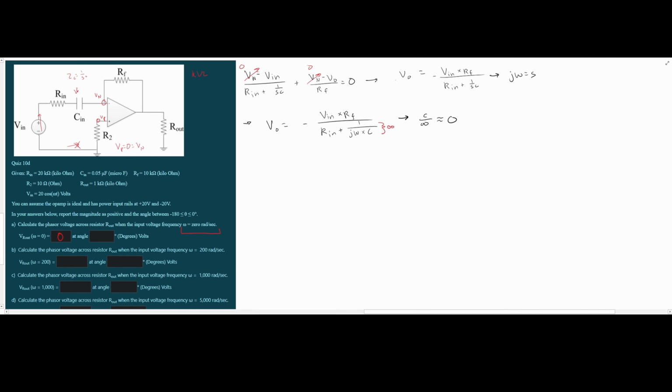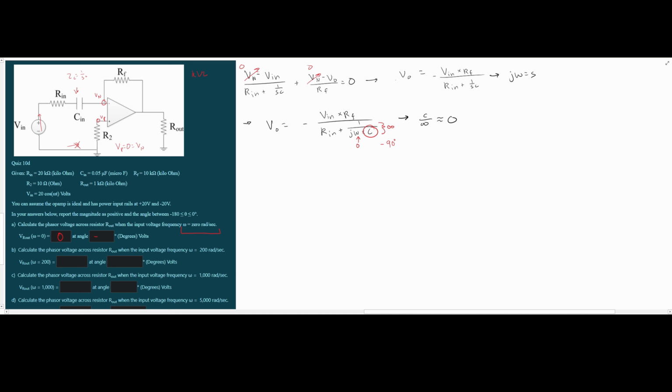Now, the angle is going to be a little bit different, because we have this 0 right here, and we're dealing with this capacitor, and a capacitor is at a default 90-degree angle, inductors at 90.